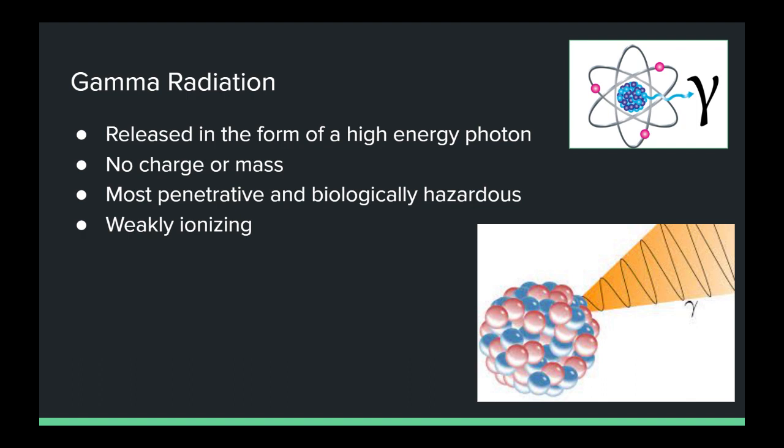They are also weakly ionizing and extremely penetrative. This is due to them not interacting with the surrounding material as strongly as a charged particle would, seeing as how they don't have a charge. And so their biggest weakness is lead.